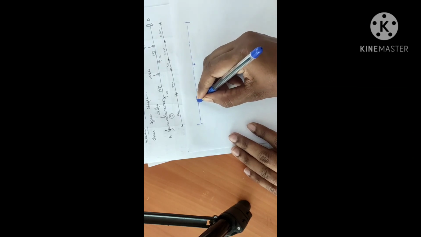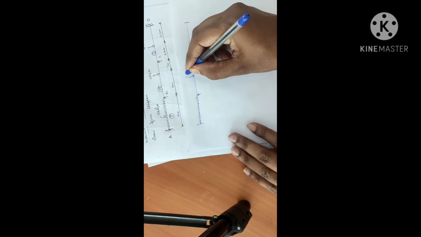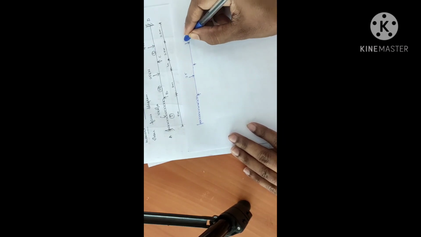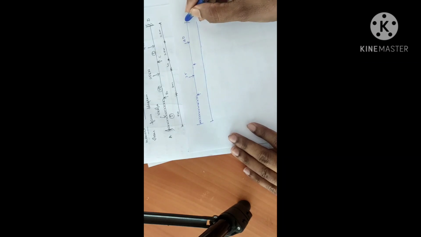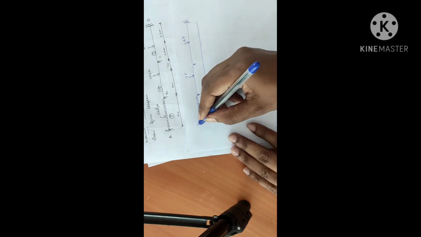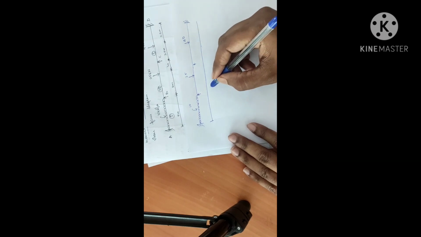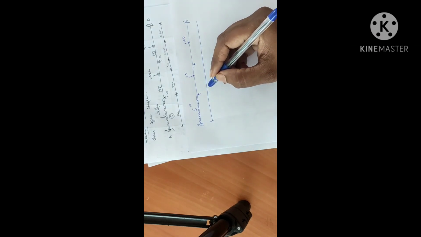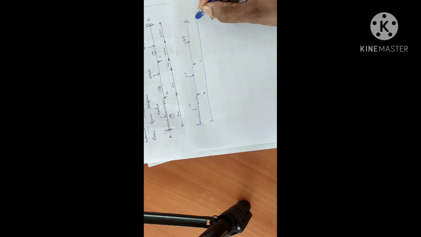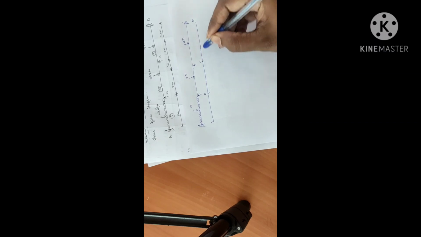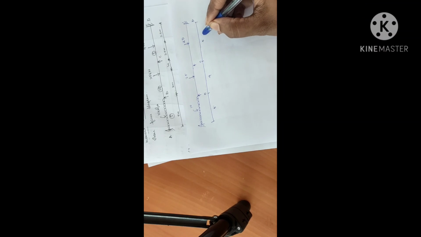We'll redraw the same thing. There is a UDL of 10 kilonewton, and this is a symmetric point load 25, and this is a symmetric point load 40. And what are the final moments? This is joint B, this is joint C and D. Distance of the members: this is 5 meters, this is 4 meters, and this is 5 meters.